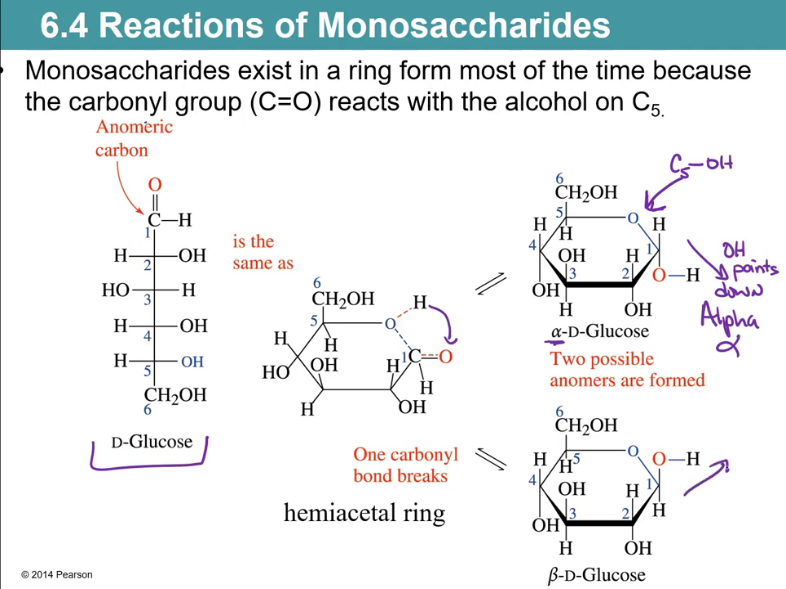Whereas if the alcohol group is pointing up, they call that the beta. And they'll use the B. Remember the B with the little foot to it? Like beta decay? It looks just like those symbols for alpha and beta decay when we were talking about radioactive decay back in chapter 2.